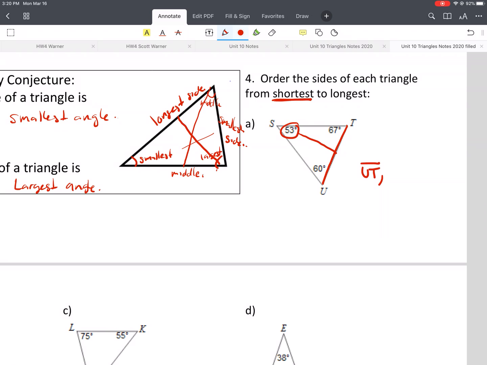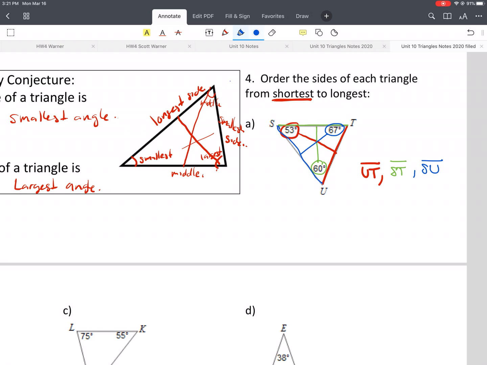Next we would have 60. Across from there would be the next largest, so that would give us ST. And then the largest angle is across from the largest side, so SU.